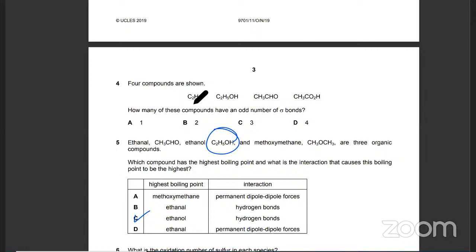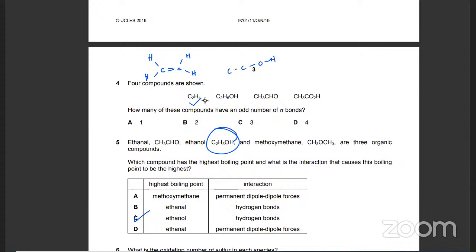Odd number of sigma bonds. Two, sir. I mean, you would have to draw all of them in this case. C2H4 is this thing. How many sigma bonds? 5. Yeah, that's right.